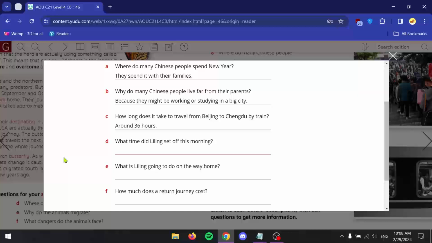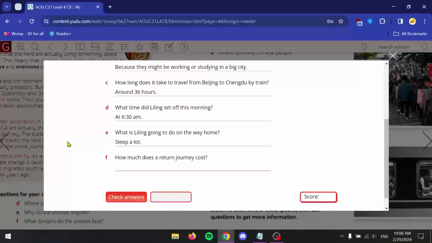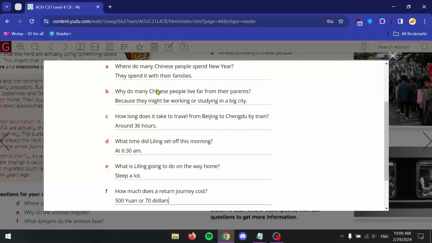D. What time did Liling set off this morning? She set off at 6:30 a.m. All right. What is Liling going to do on the way home? Sleep a lot. And finally, how much does a return journey cost? She said 500 yuan, which is the equivalent to $70. So 500 yuan or $70. Okay? So these were the answers. I hope yours looked something similar to this.